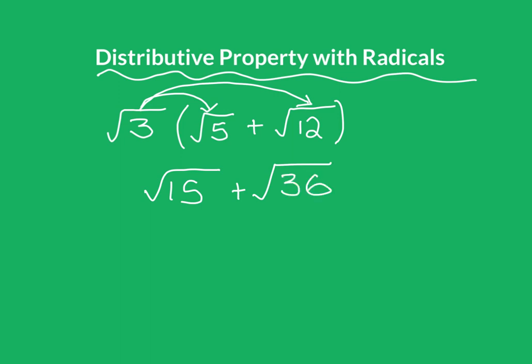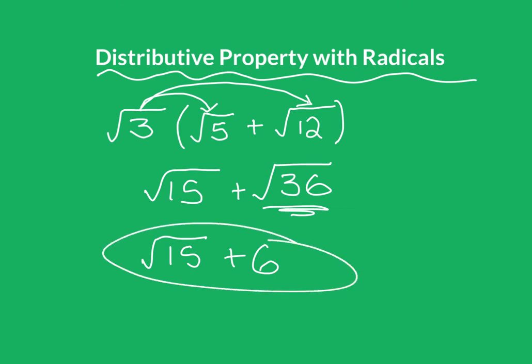All right, so you always are looking to simplify. Square root of 15 doesn't have any perfect square factor, so that will stay. But the square root of 36, that's a perfect square. So square root of 15 plus 6, and you can't combine any further than that. That's your final answer.